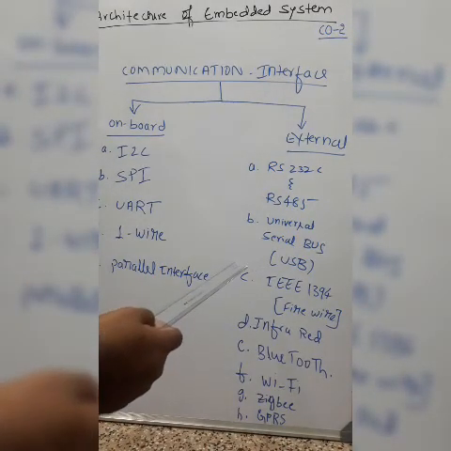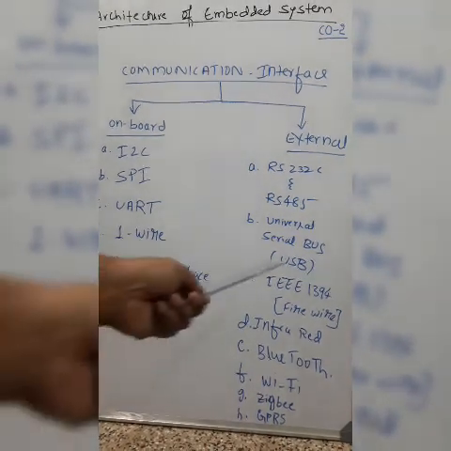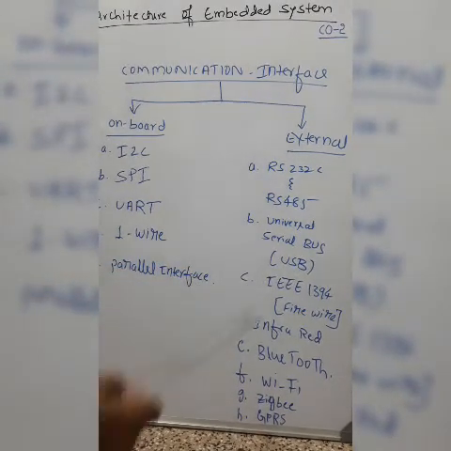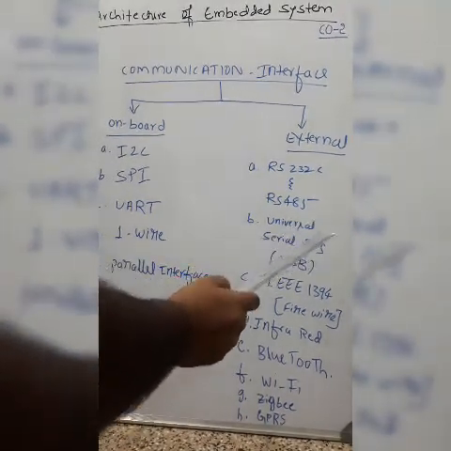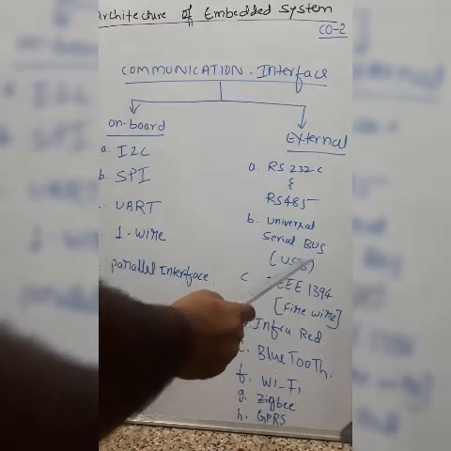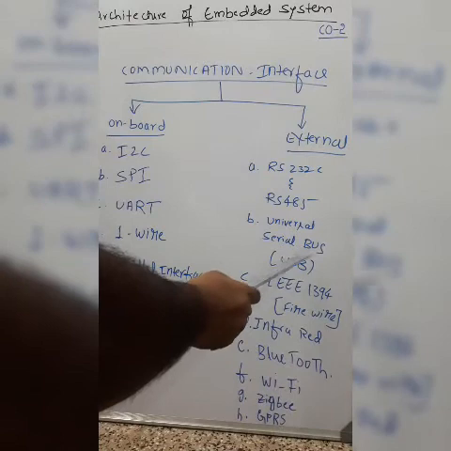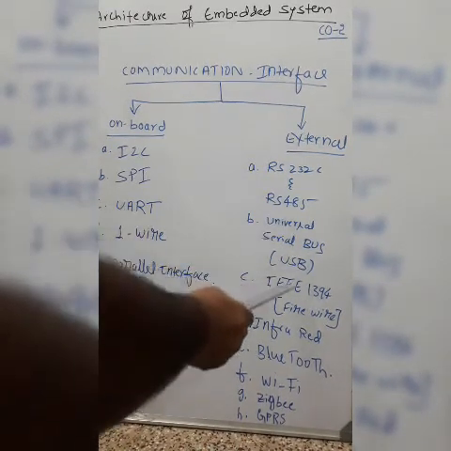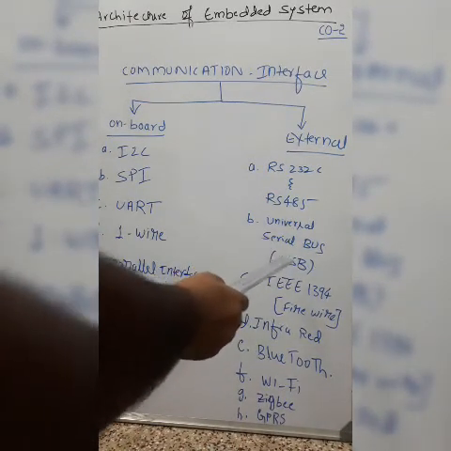Universal Serial Bus is once again a wired bus. It has got high speed for communication. It can host up to 127 connections, which are very popular among users.